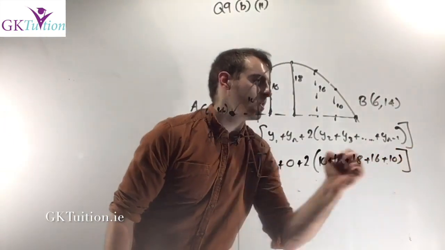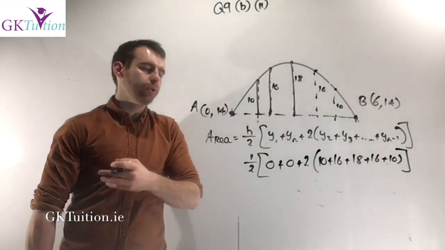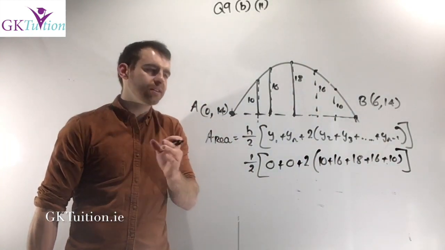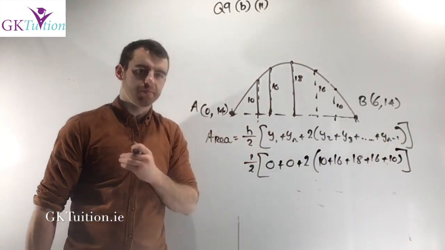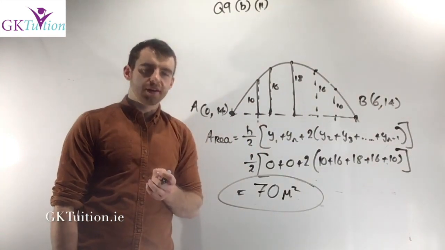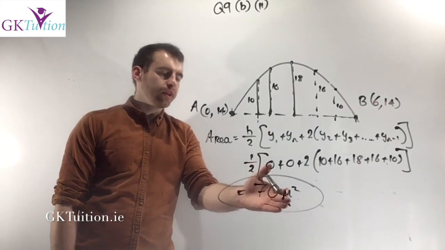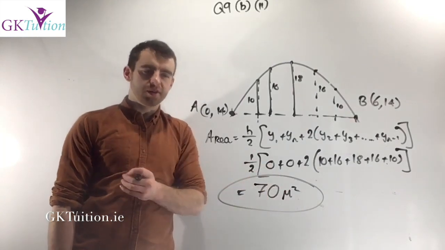You'll notice this is very similar to what we were doing in class a couple of weeks ago. So now you just plug that into your calculator and I'll get a rough estimate of the area of this shape. If you plug all of that into your calculator, the area works out as 70 meters squared. Remember, I know my units because they referred to it as meters in the question.